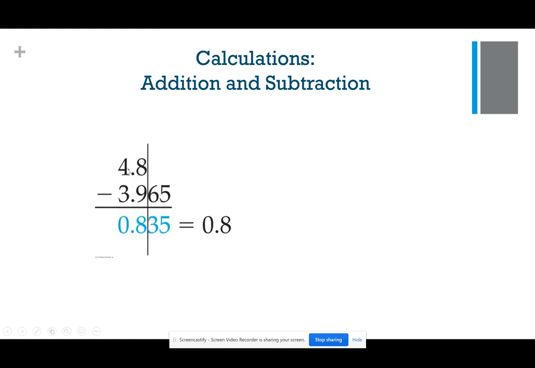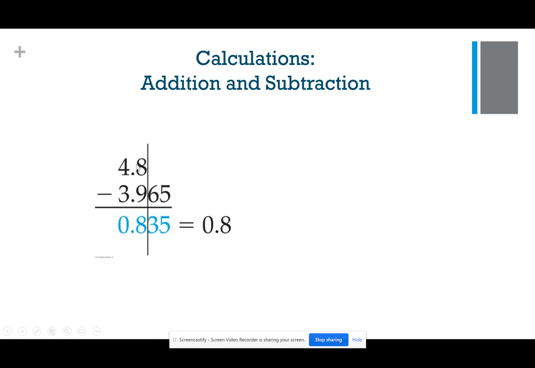So this first number is 4.8. It has 1 decimal place. The second number is 3.965. It has 3 decimal places. So 1 decimal place, 3 decimal places. When I report my answer, I can only report 1. So again, here's the number that your not so smart calculator spits out. And when I record my number, I only record 1 decimal place.